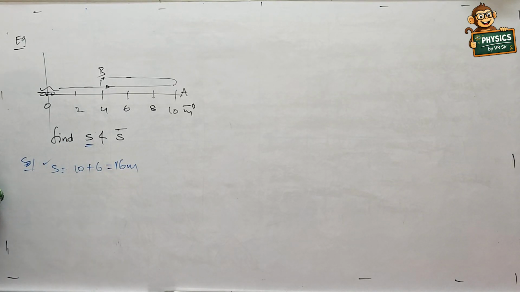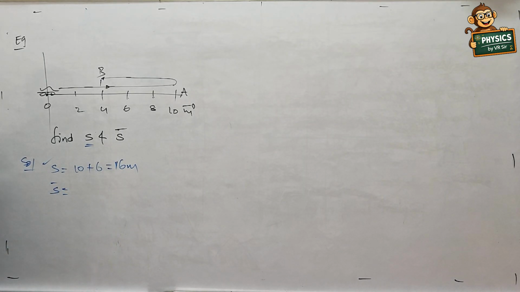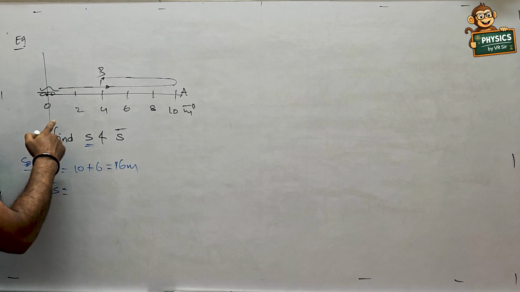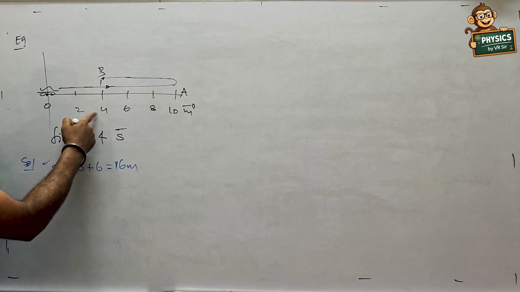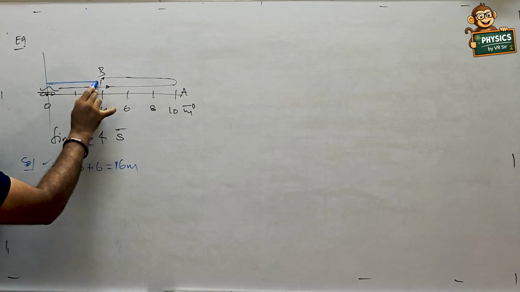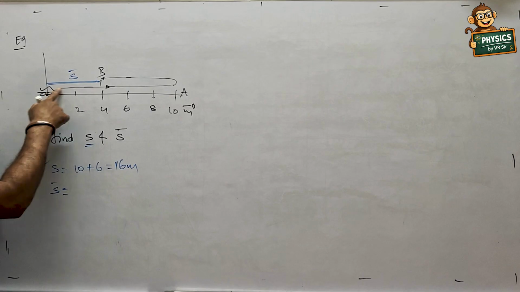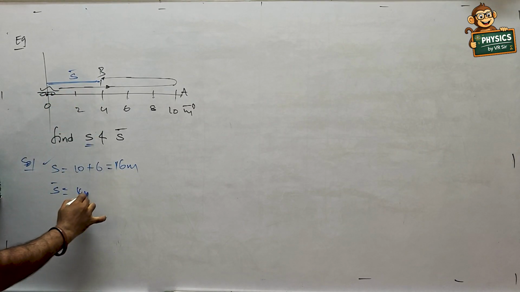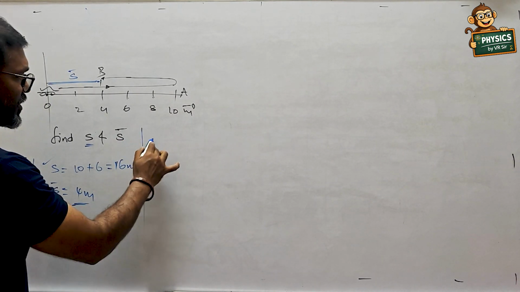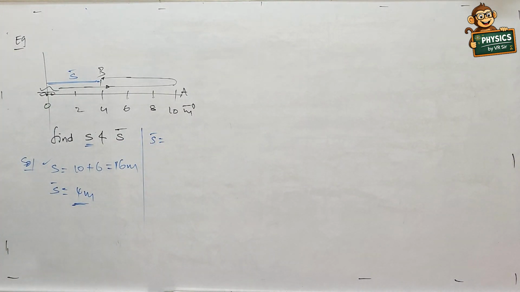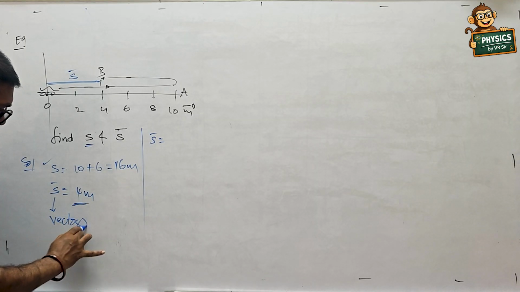And this is distance. And what about displacement? Displacement, look at here. It is the shortest path between the starting and the ending point. It is the shortest path, means only this much. And this we call a displacement. Look at here, displacement is how much? 4 meters. Displacement is 4 meters. And I told you displacement is a vector.